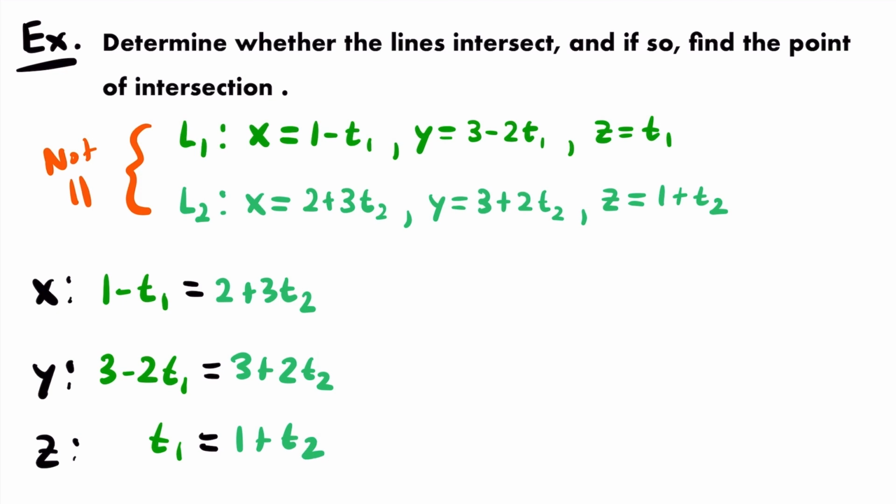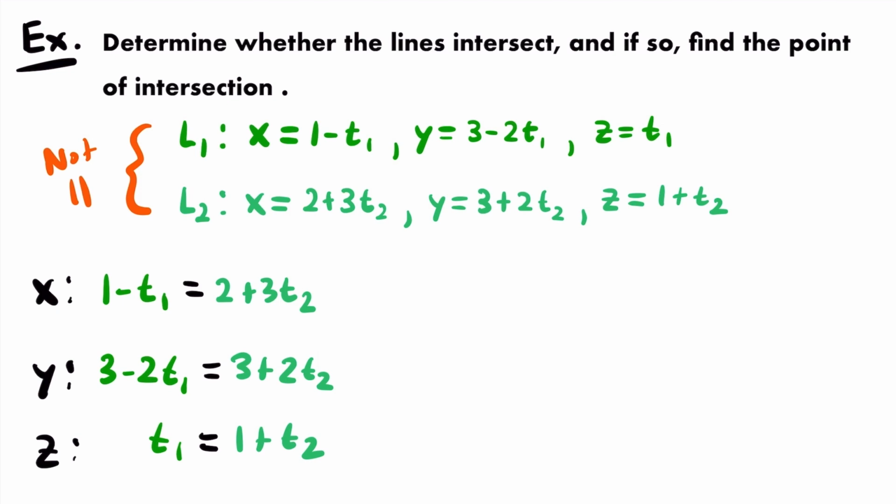Okay, and so now what we have here is a system of equations and two variables that we need to solve for in that system. And so we need to figure out what the value of t1 and t2 is. Now you can choose to go about this however you like. However you like to solve systems of equations is fine. You can use the method of elimination from algebra, or you can do what I'm going to do here, which is the substitution method.